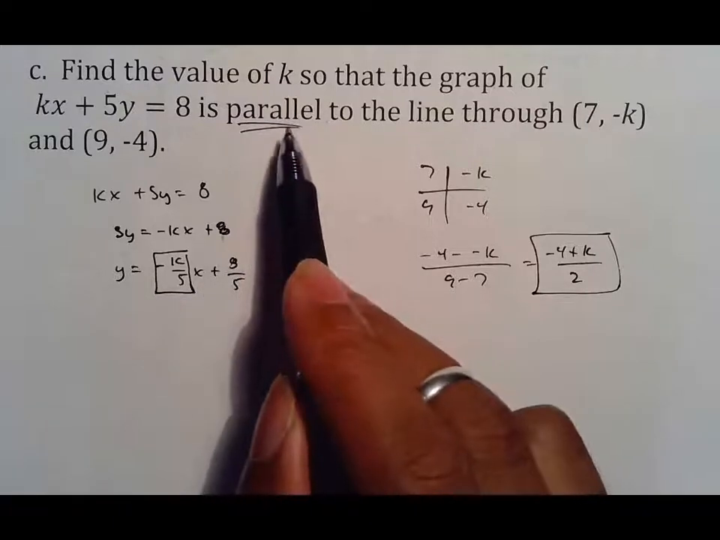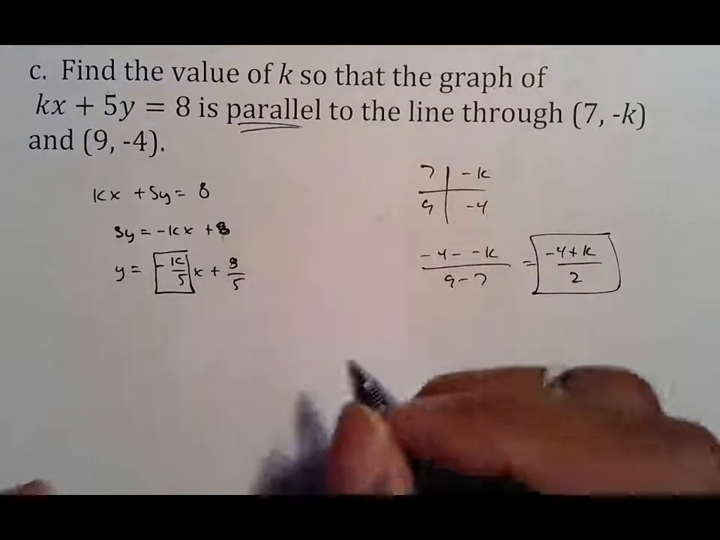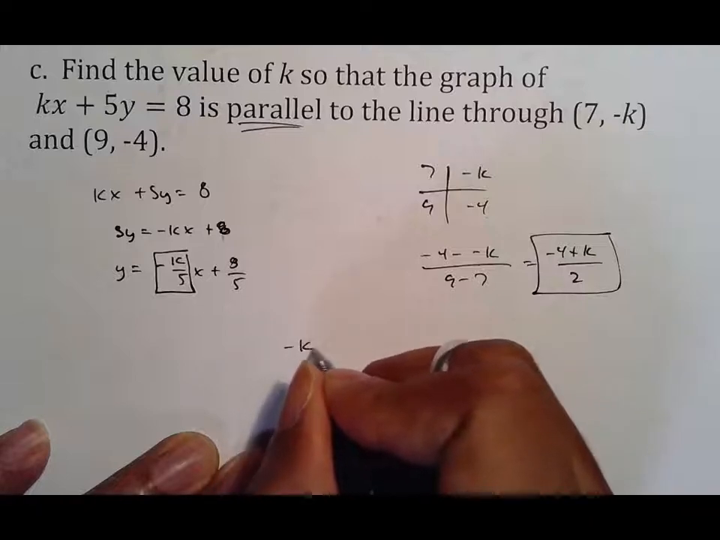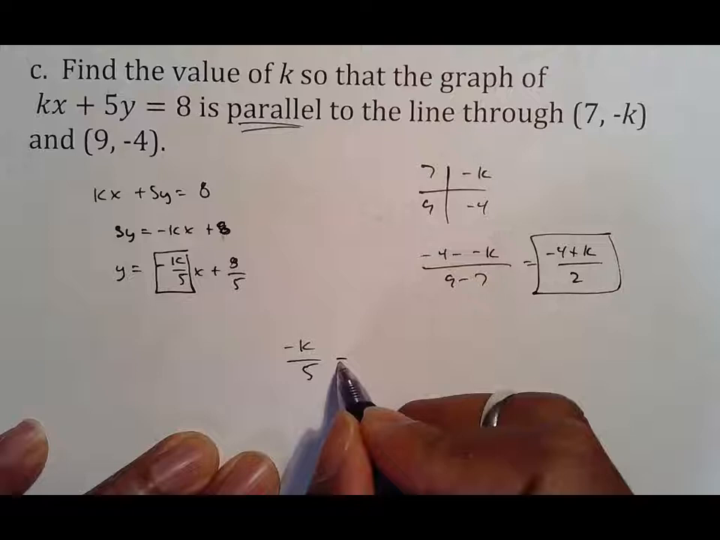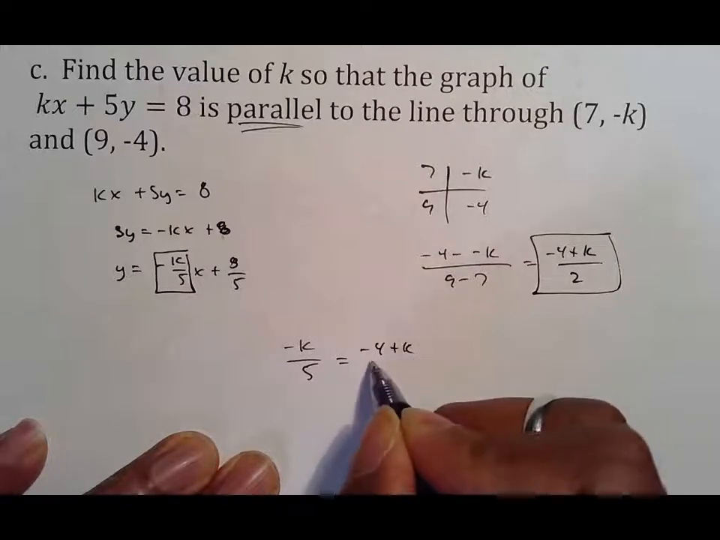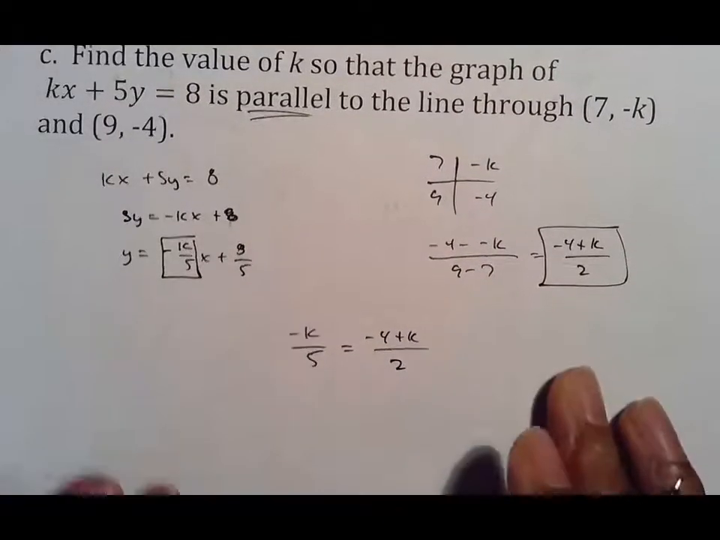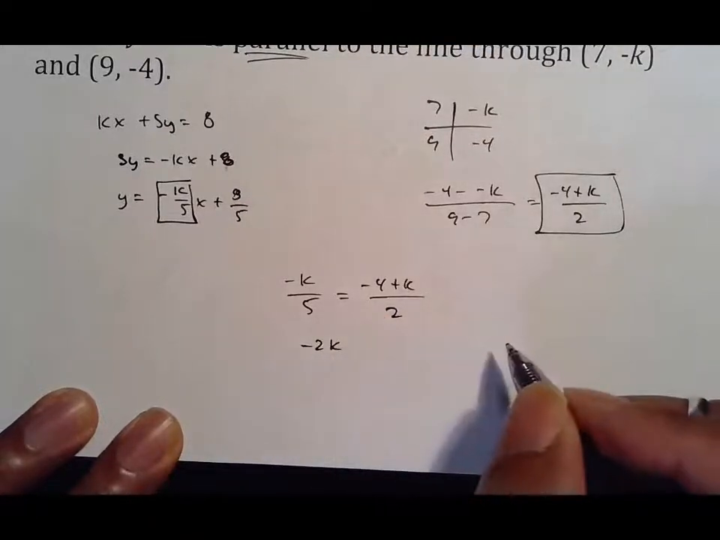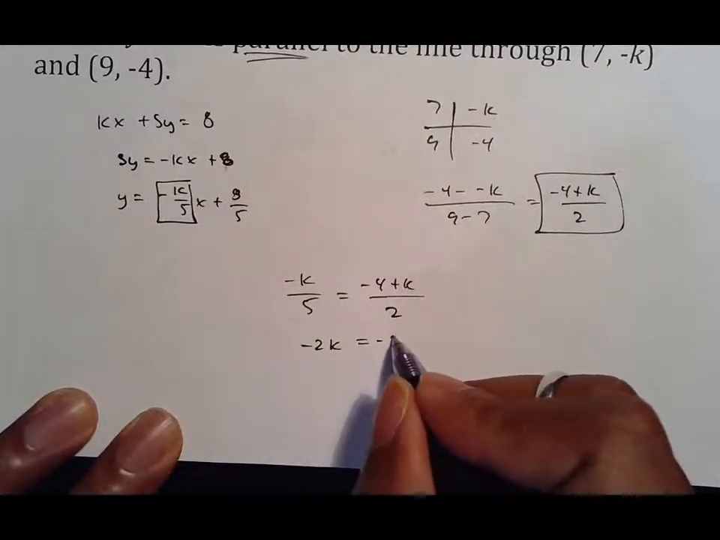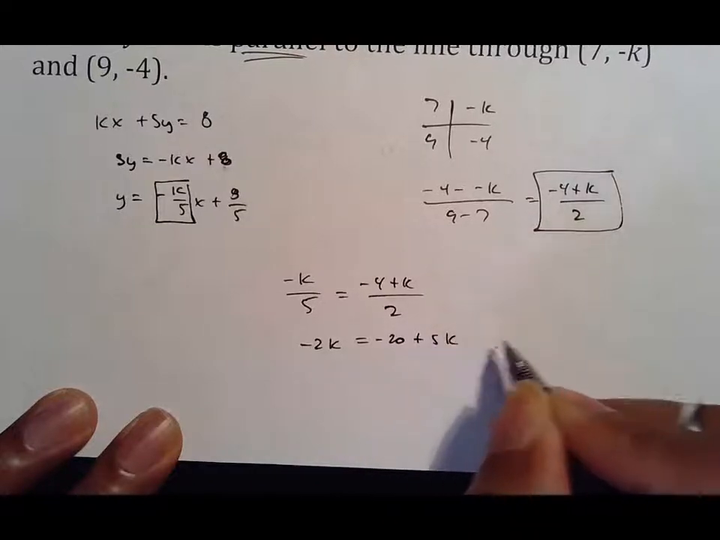It says it's parallel, which means these two slopes should be the same. That means I should be able to take negative k over 5. Remember, if it's in front, I simply put it on top so I don't lose it. Equals negative 4 plus k over 2. And I am now in proportion mode. So this means I get negative 2k equals negative 20 plus 5k.